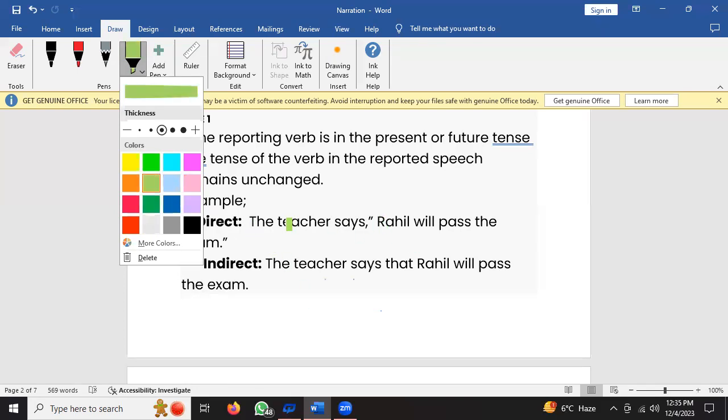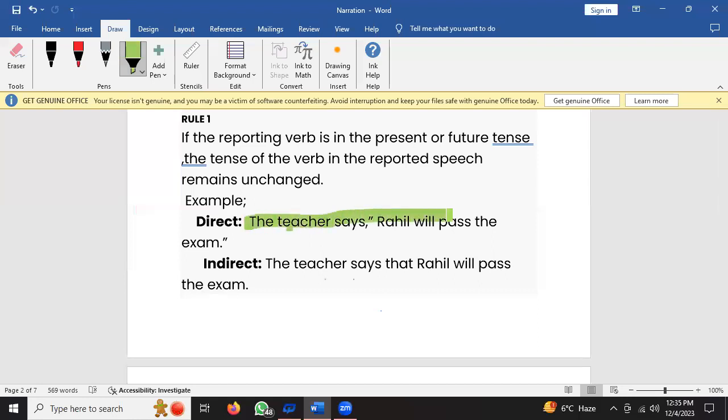Look at this sentence. The teacher says, Rahil will pass the exam. Can you tell me, the teacher says, which tense is this? Present. How do you know that? Says. Because we are saying. Yes, says is present. Will there be any change from this side? No, sir. There will be no change. Why? Because your reporting verb is in present tense.